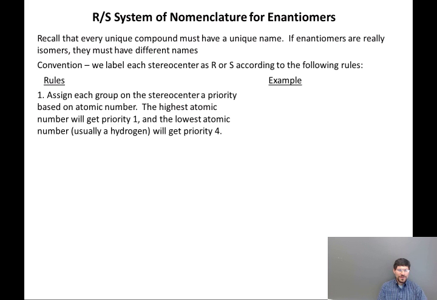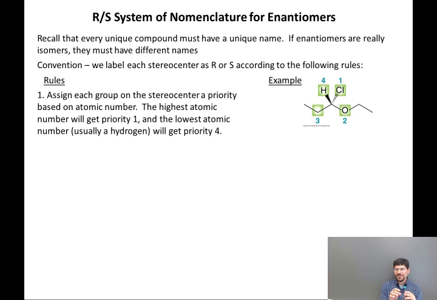The first rule is we're going to assign each group on a stereocenter a priority based on atomic number. The highest atomic number gets priority 1, and the lowest atomic number, which is usually a hydrogen, is going to get priority 4. Let's look at a concrete example.